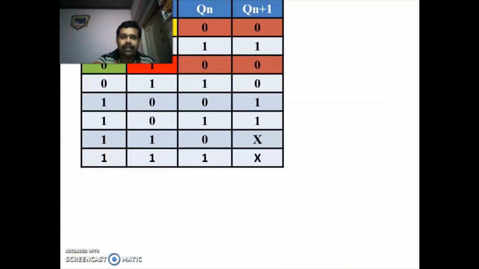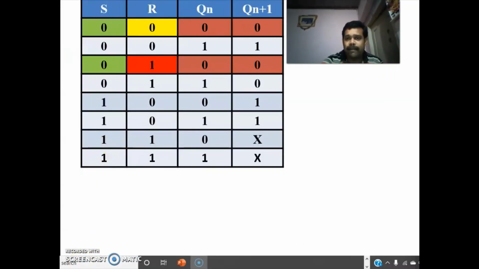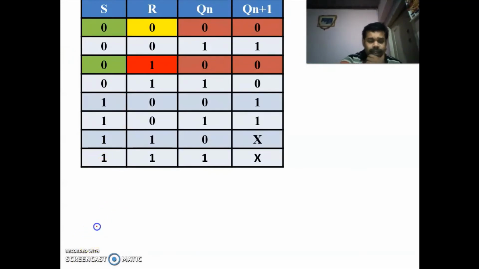So next we have to find the excitation table. Your excitation table will have 4 columns: Q of n, Q of n plus 1, then the inputs of the flip flop. Here the inputs of the flip flop are S and R.